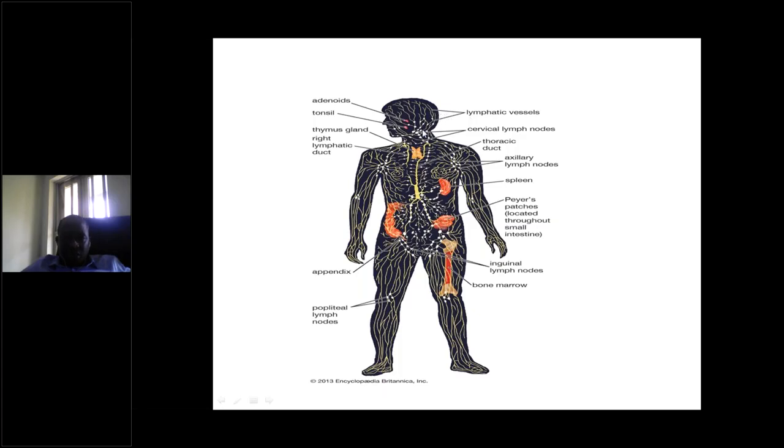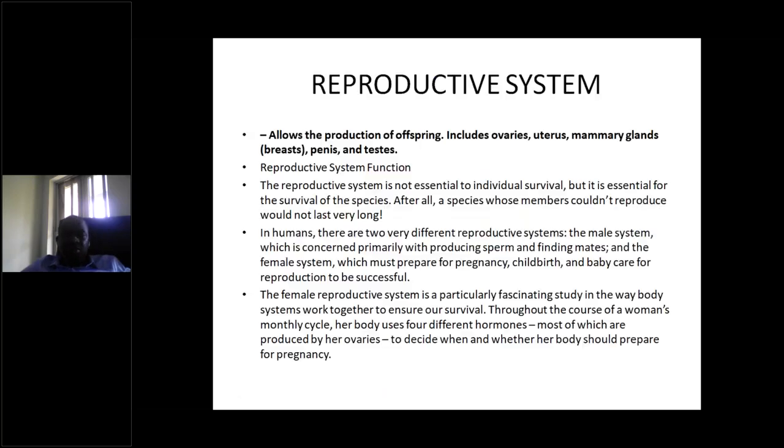The lymphatic vessels, the cervical lymph node, the adenoid, the tonsils, the thymus gland. These, along with the endocrine system and the lymphatic system, are responsible for your protection. The bone marrow secretes white blood cells that fight against microorganisms.